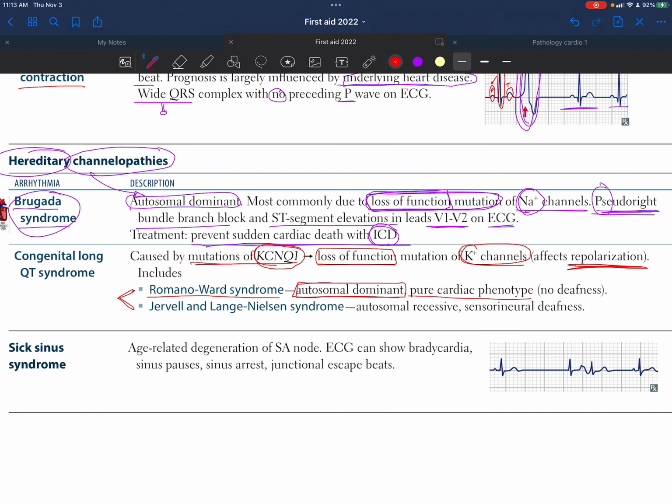It's a pure cardiac phenotype, so basically the whole thing is only affecting the cardiac muscle. There is no deafness. While Jervell and Lange-Nielsen syndrome, I'm not sure what it's called, but anyway, is autosomal recessive. This time it's recessive, but it also has a sensorineural deafness. So now we have, in addition to that, the sensorineural deafness.